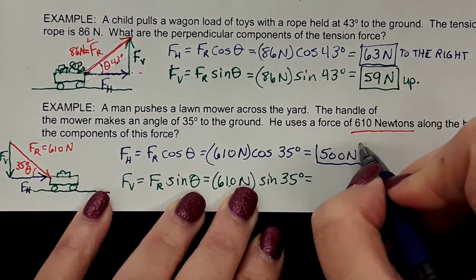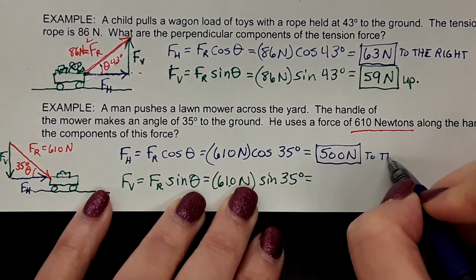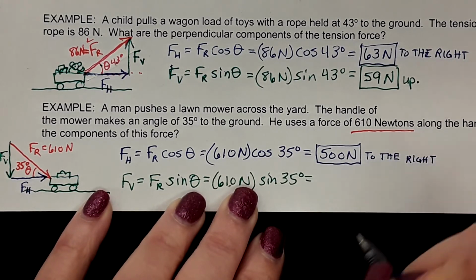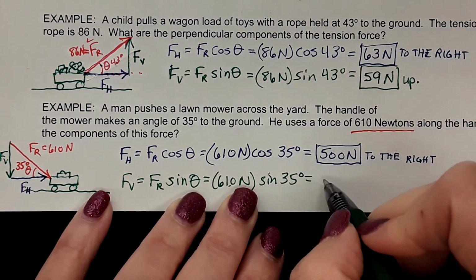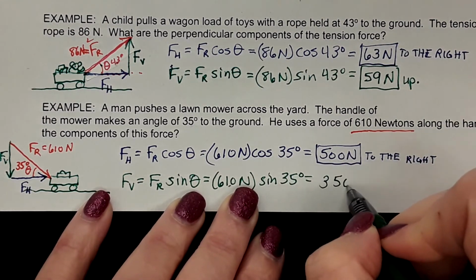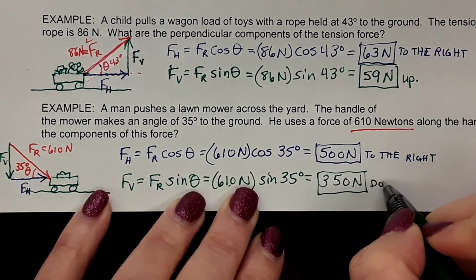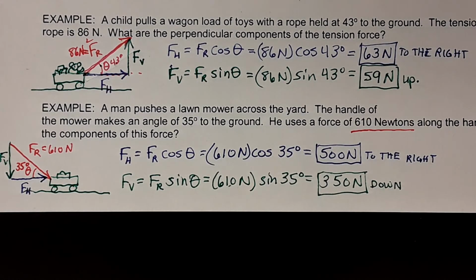the magnitude of the horizontal force? And if you want to add the direction, for my picture, that would be to the right. That doesn't mean you couldn't push your lawnmower to the left. And the vertical component, you should have gotten 350 newtons. And that would be down. Because when you push down and out. All right? See, this is not so tough, is it?